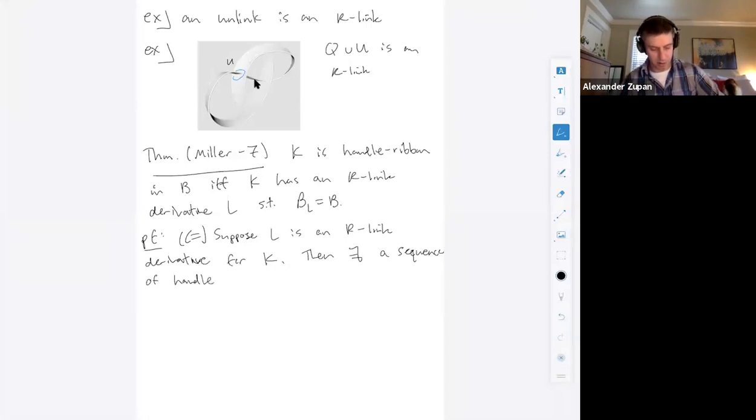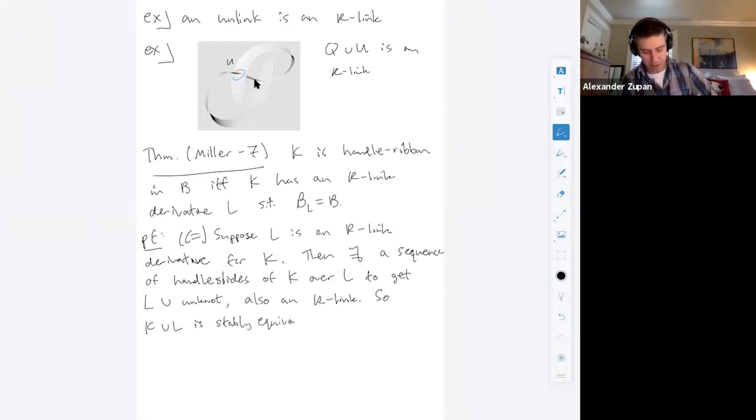This is sort of a standard argument, is that I can handle slide a knot over its derivative curves to turn it into an unknot, a sequence of handle slides of K over L to get L union unknot, which is also an R-link. And so we say that K union L is handle slide equivalent to L union unknot. And then in the handle calculus, you can cancel an unknotted curve because there's a canceling 2 and 3 handle pair. And so this is stably equivalent to just the link L itself.